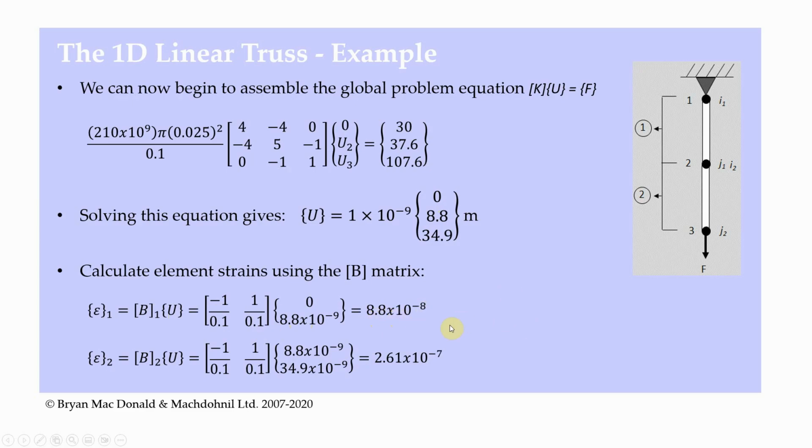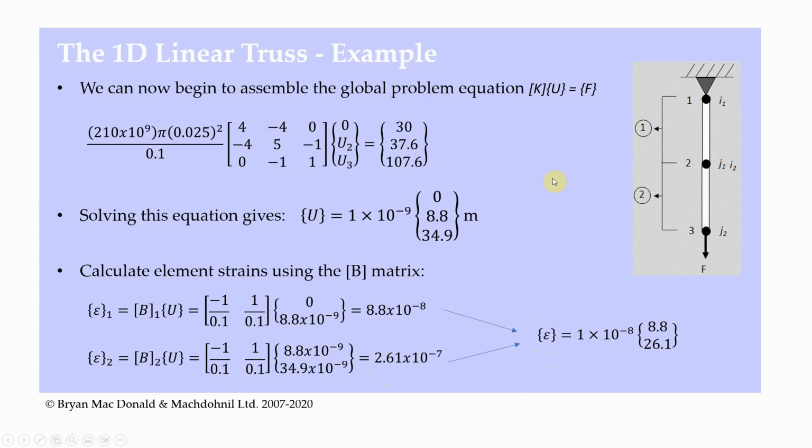So again, remember strain is unitless. And then for element number 2, exactly the same thing, but I'm taking the second two rows, the bottom two rows here, with the 8.8 in there, 34.9 in there, and then I multiply this out and I get 2.61 by 10 to the minus 7. And again, that sounds about right. I'm getting very small strain in element number 1 and a bit more strain in element number 2 because it's deforming more. And then the last thing I can do is put those two results together to give me the strain vector for the problem.